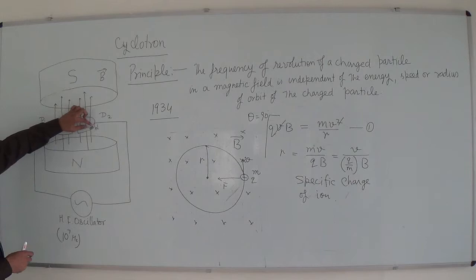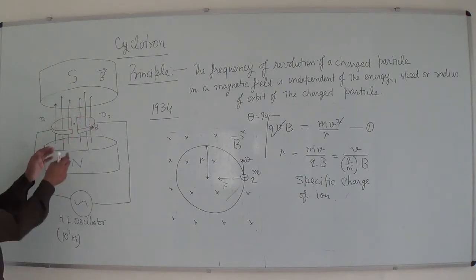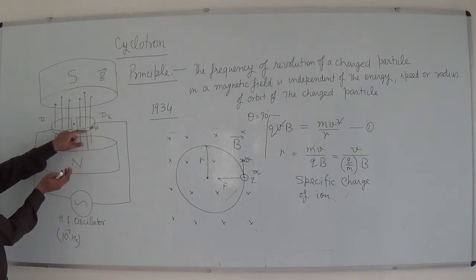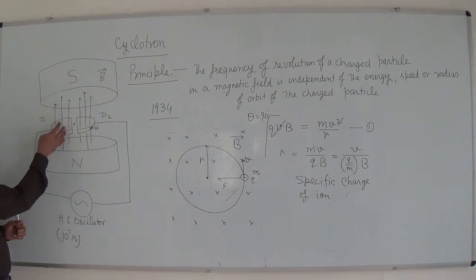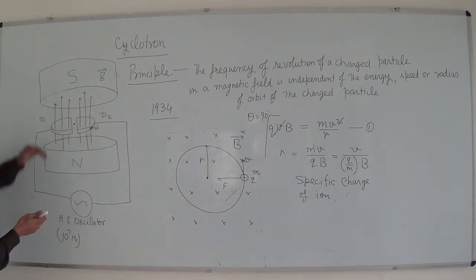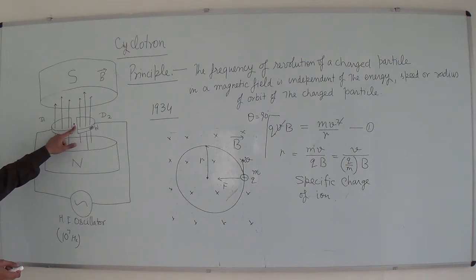Here a window is open. This W basically represents the window. The window is in this particular D. These D's are hollow inside, and this is our source from where a positive ion emits.